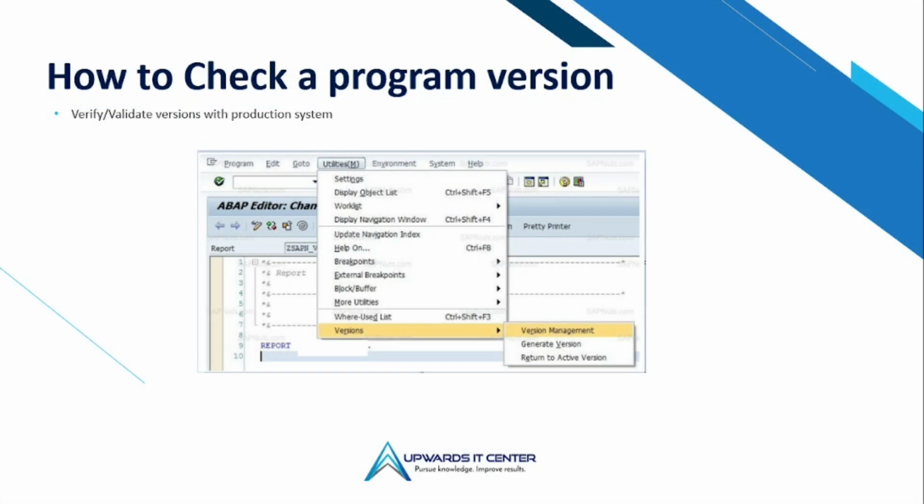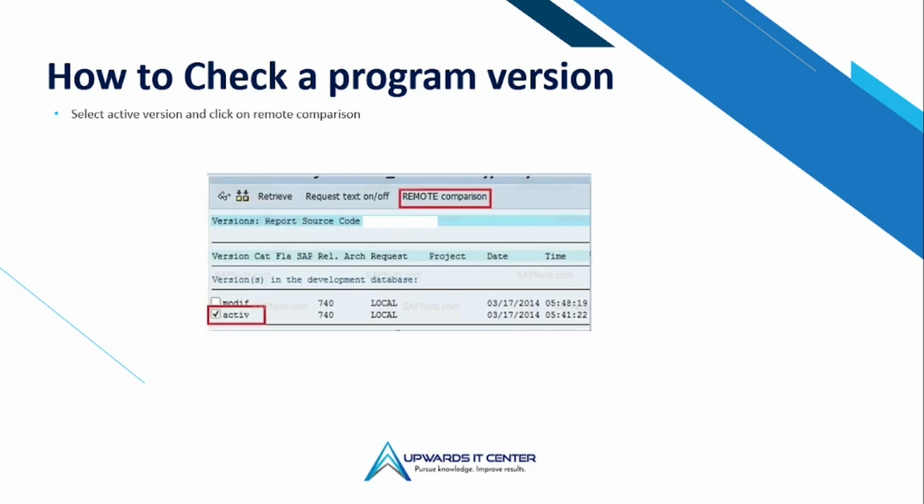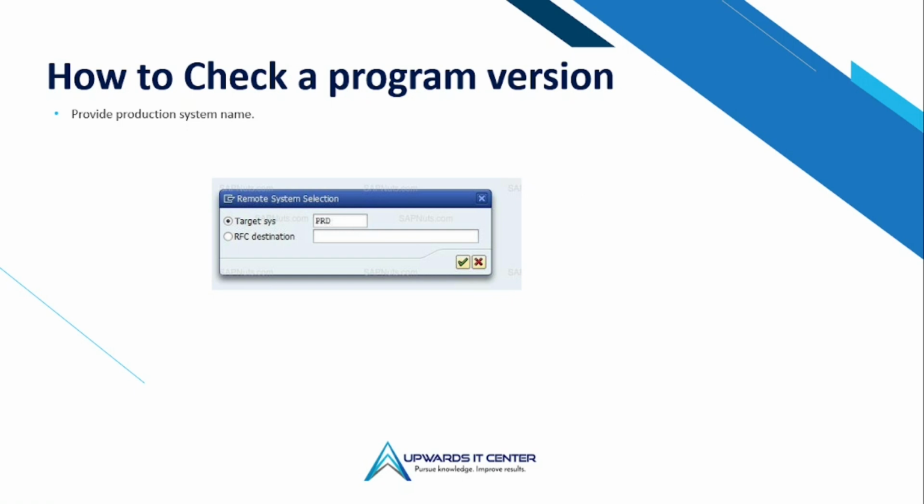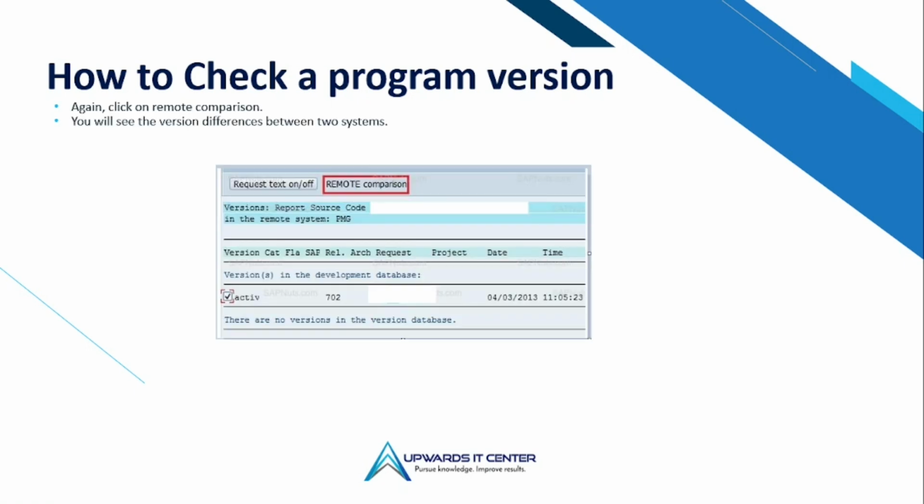The other function that's very useful in version management is to compare and verify the versions between your development systems and other systems like quality or production systems. You click on Utilities, Versions, Version Management, click on the active version that you have in your development, click the button Remote Comparison and select your production system name. So this will call your production environment, and again click on Remote Comparison and you're going to see the version difference between the two systems.